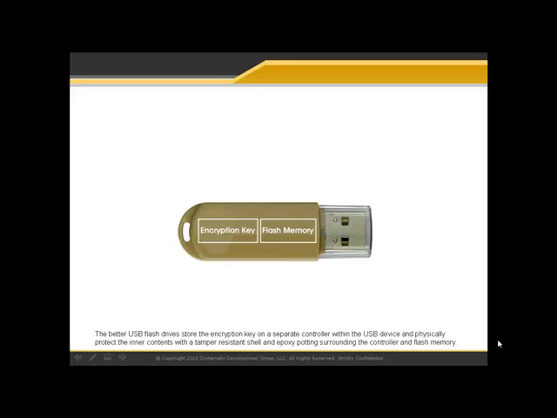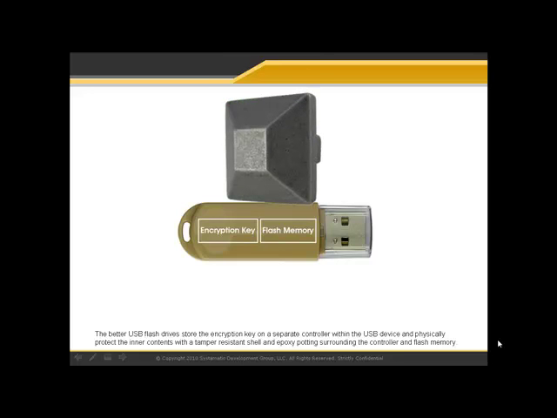The better USB flash drives store the encryption key on a separate controller within the USB device and physically protect the inner contents with a tamper-resistant shell and epoxy potting surrounding the controller and flash memory. The encryption key is a very, very long string that cannot be easily memorized.